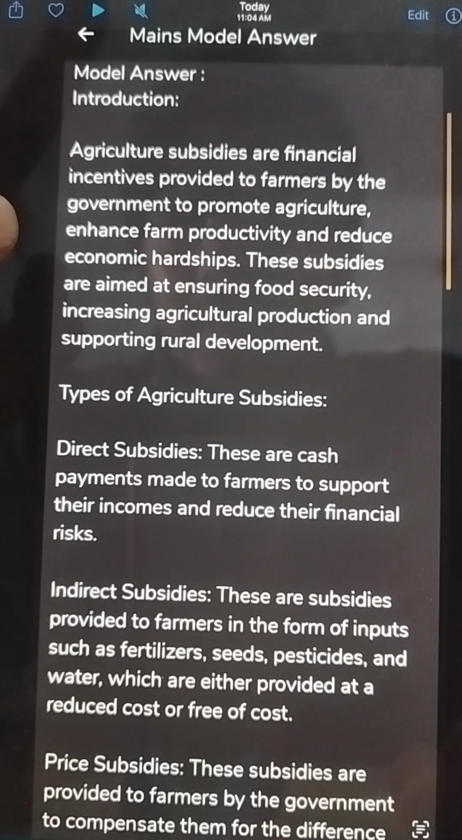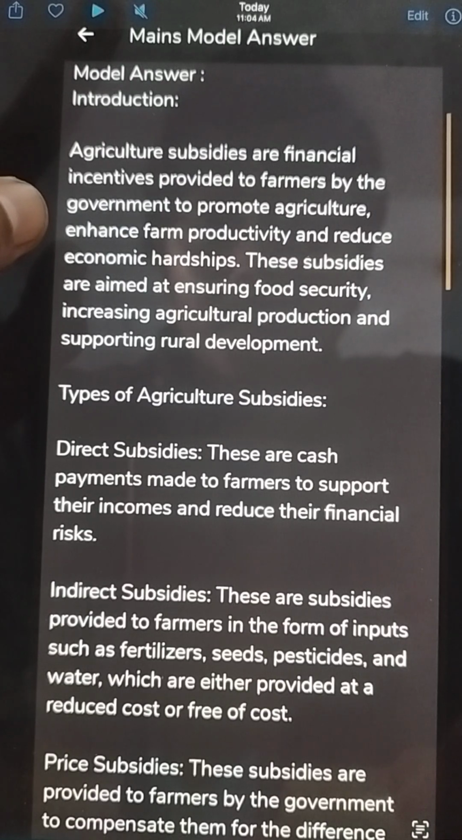Types of agriculture subsidies: first, direct subsidies. These are the cash payments made to the farmers to support their incomes and reduce their financial risk. Then the second is indirect subsidies.